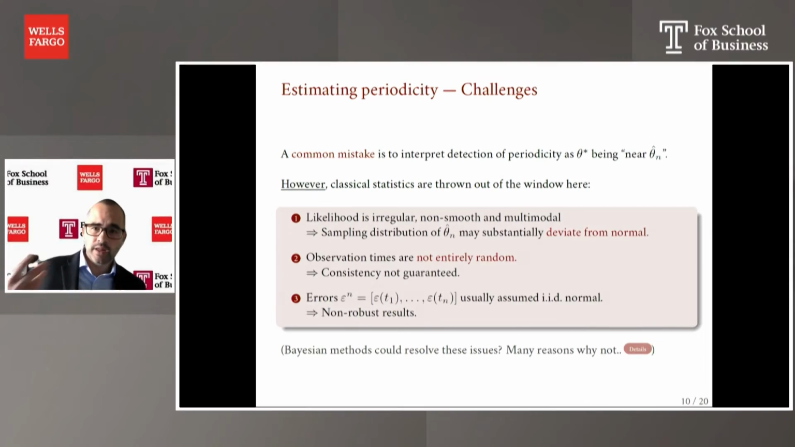And finally, another problem is that the errors are usually assumed to be normal, and that's how theory proceeds. But we might want to be robust to that, right? We might want to allow more heavy-tailed, non-normal errors, etc.